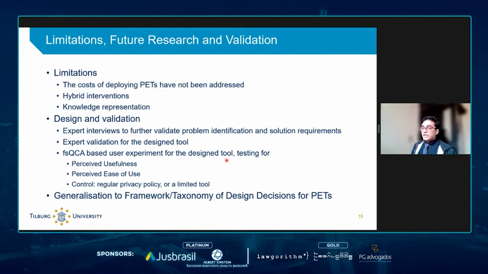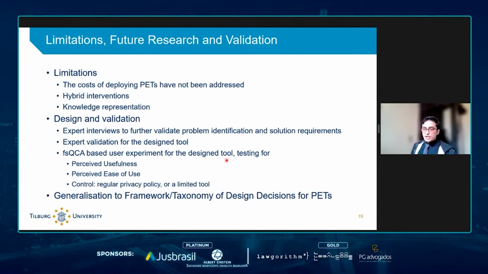We would like, in the further steps, to design a proof of concept PET, but before that, we would also like to validate the problems we have identified and the solutions we have proposed via qualitative interviews. We do have a tool, and we would like to conduct expert validation for the same. And ideally, we would also like to conduct an fsQCA-based user experiment to test the tool for perceived usefulness and perceived ease of use.